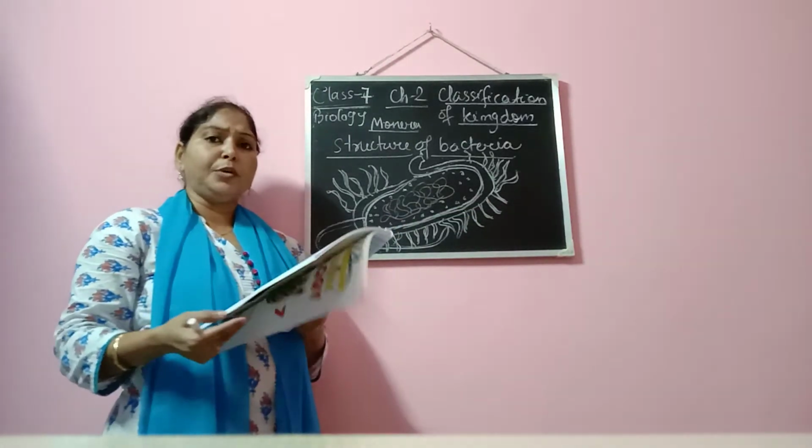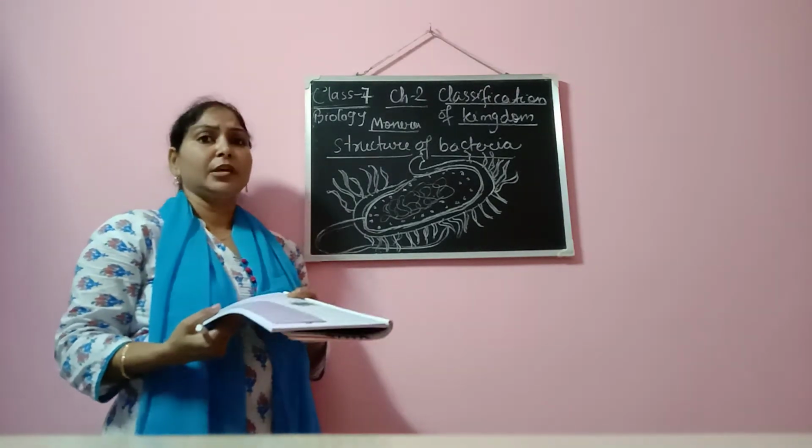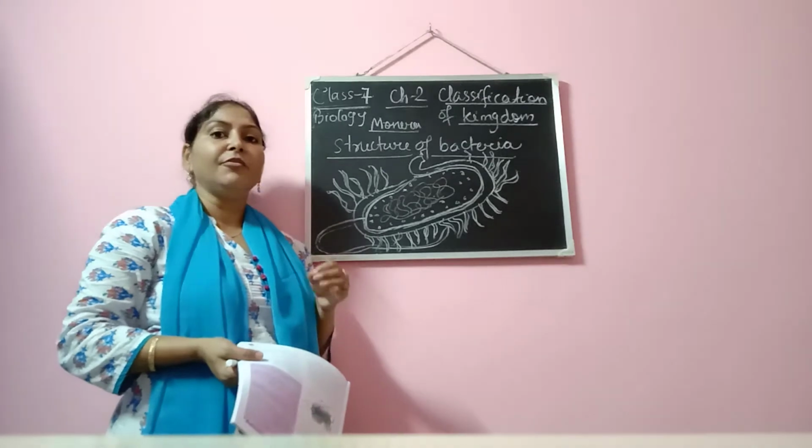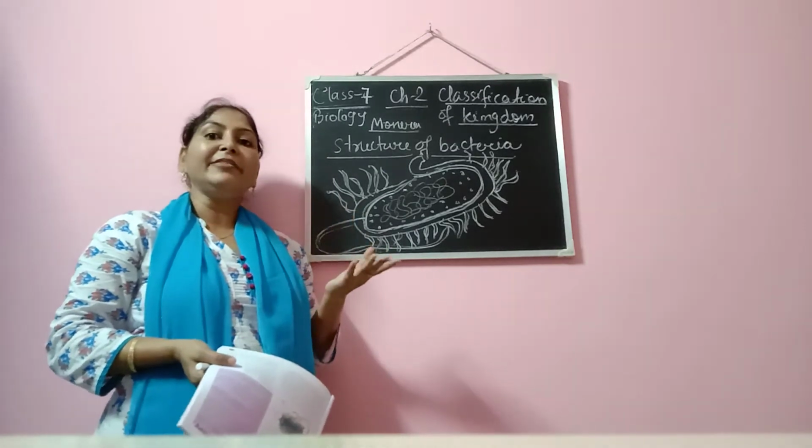Then reproduction. How do they reproduce? They reproduce through binary fission. Now, what is binary fission? Bi means two. Binary fission.